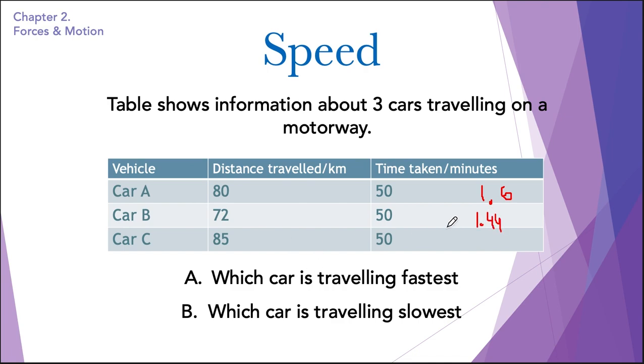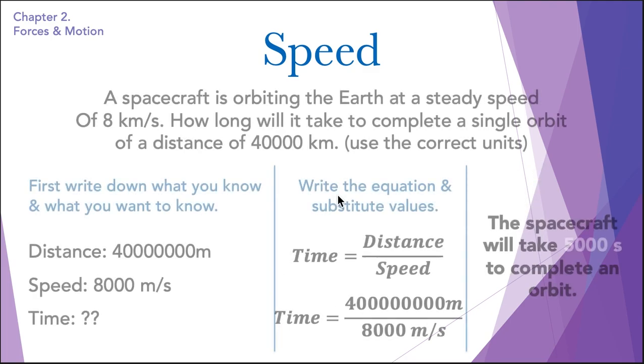85 divided by 50 is 1.7 meters per second. So now, which car is traveling the fastest? Of course, car C. And which car is traveling the slowest? Car B. Now, this was very simple. We have to use this equation, divide the distance by time, and find the speed of a car. So now, let's move ahead to another question.